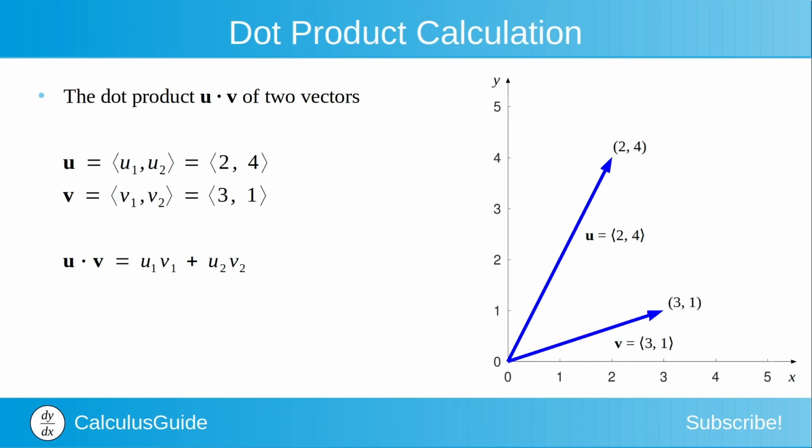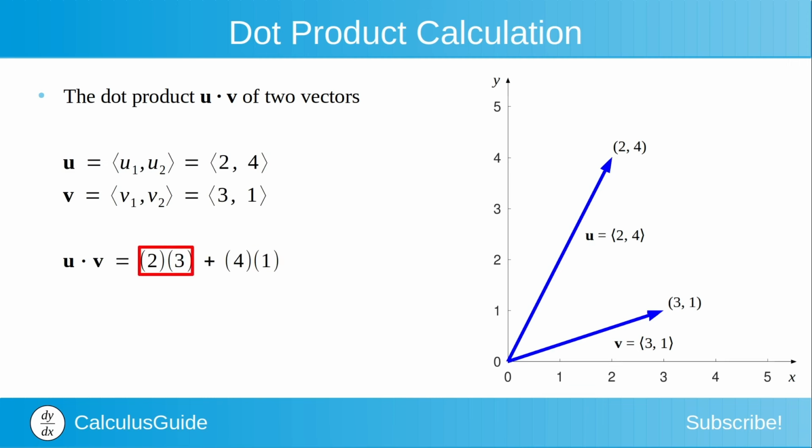We can calculate the dot product of these two vectors u and v by substituting the values of u1, u2, v1, and v2 into this equation. We have that u1 is equal to 2, v1 is equal to 3, u2 is equal to 4, and v2 is equal to 1.